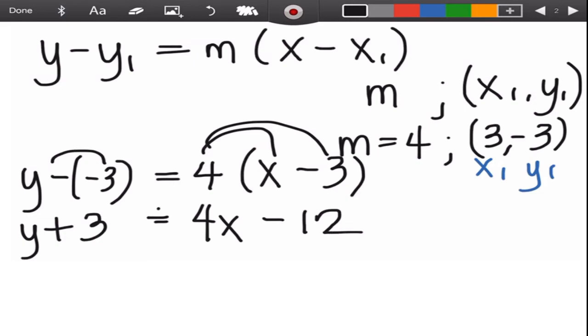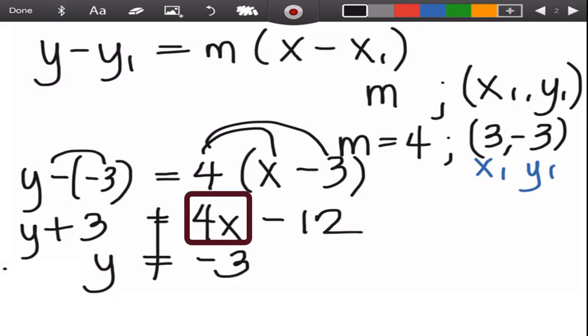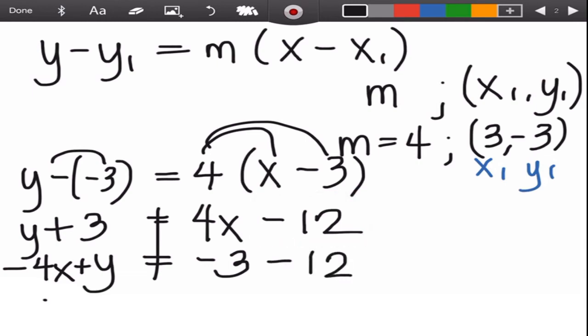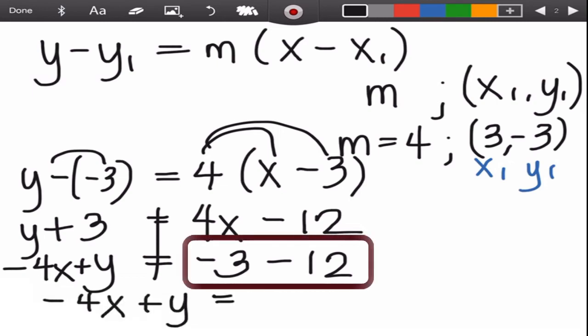And then, we will transpose the terms with variables to the left side and the constant to the right side. So y is at the correct position, so we will just copy it. And then 3 is positive. We need to transpose it to the other side. So positive 3 will become negative 3. And then we have 4x. It should be on the left side. So positive 4x will become negative 4x. And then y is positive. And then copy negative 12. Next, simplify. We have negative 4x plus y equals negative 3 minus 12.